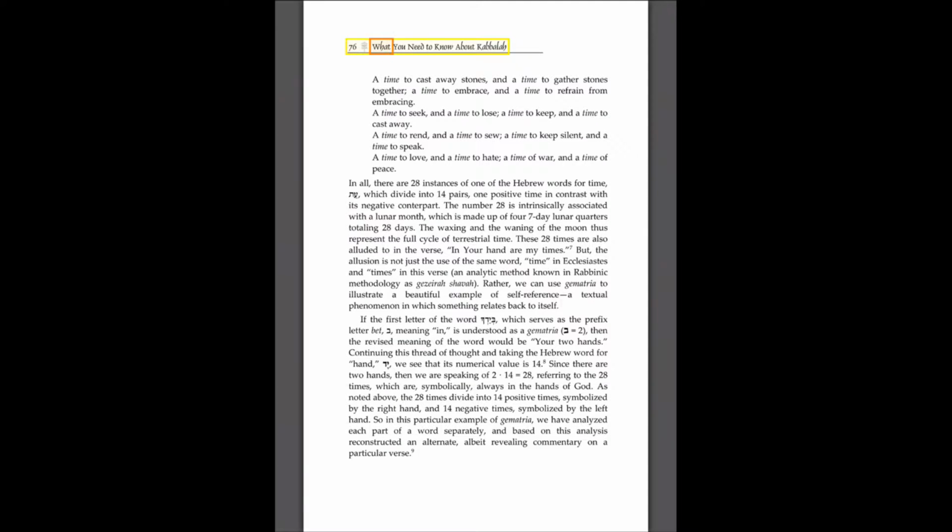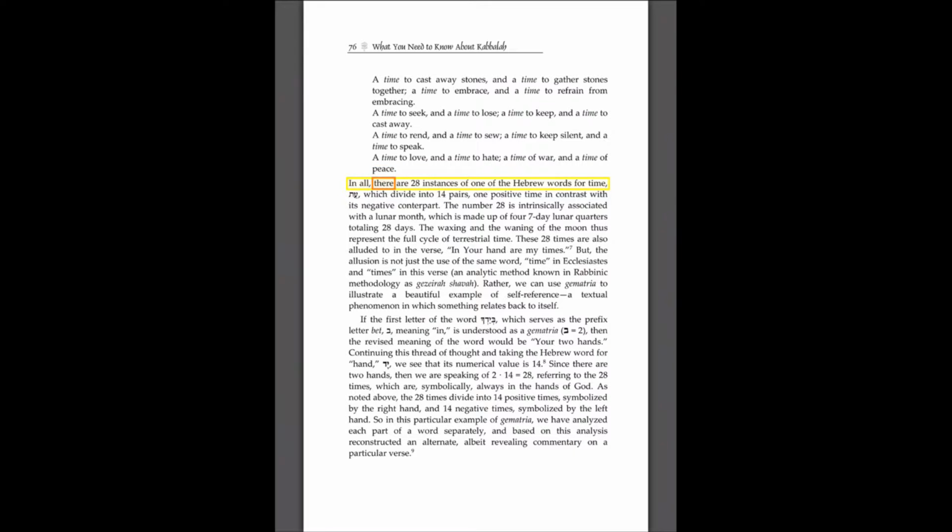A time to cast away stones, and a time to gather stones together, a time to embrace, and a time to refrain from embracing, a time to seek, and a time to lose, a time to keep, and a time to cast away, a time to rend, and a time to sow, a time to keep silent, and a time to speak, a time to love, and a time to hate, a time of war, and a time of peace.